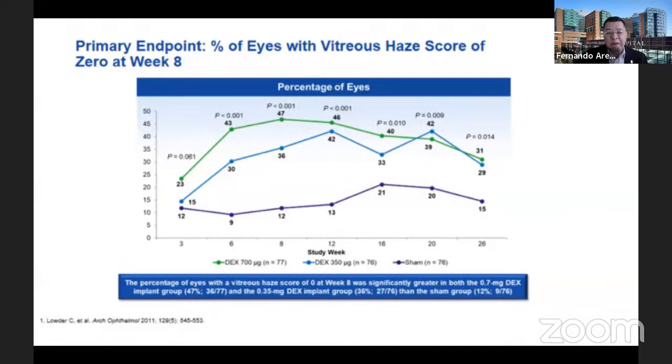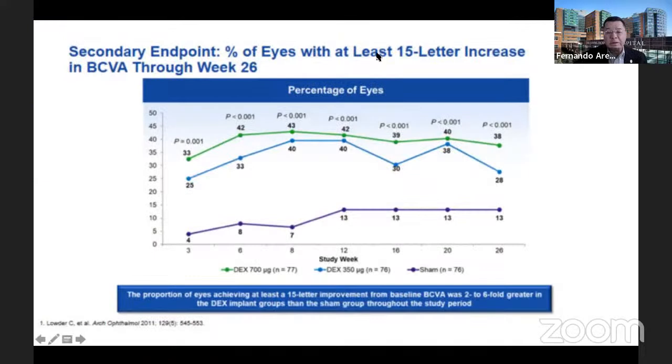Here's from the study showing the percentage of eyes with vitreous haze score of 0 at week 8, with the implant a much higher percentage of eyes than with sham. And this is the number of eyes with at least 15-letter increase in best corrected visual acuity through week 26. Again, much higher percentage of eyes with the implants compared to sham.